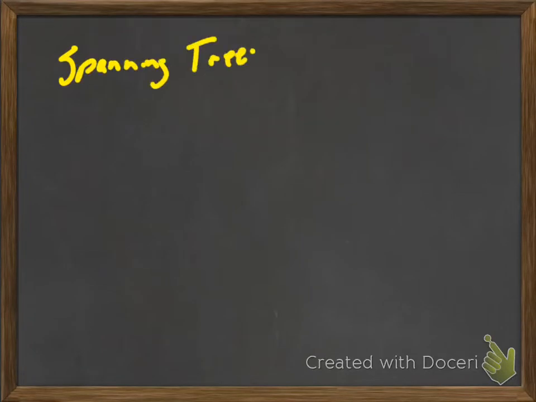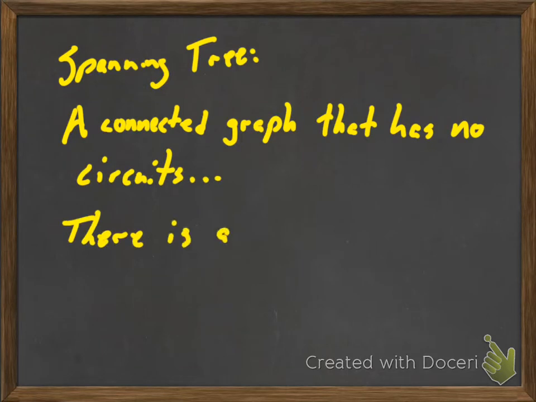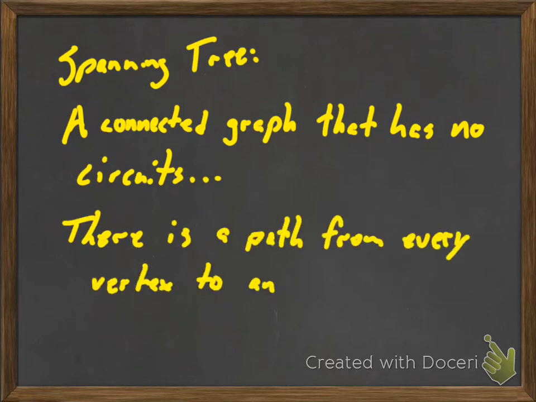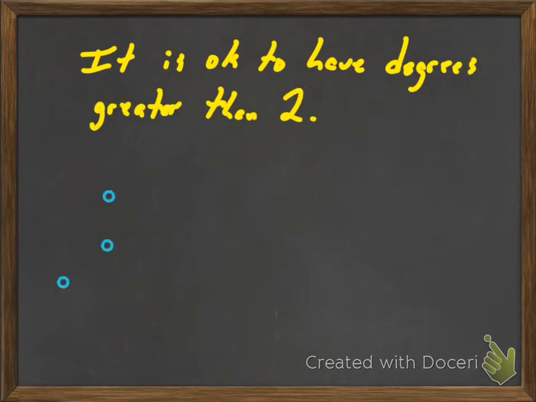So here's the definition of a spanning tree. It is a connected graph that has no circuits, and there's a path from every vertex to another vertex. That's exactly what we were just looking at on that Joshua tree. And it's okay to have degrees greater than 2. When we were looking at those Hamiltonian paths and circuits, you couldn't have a degree greater than 2 because you couldn't go to the same point twice. But it's okay for spanning trees.